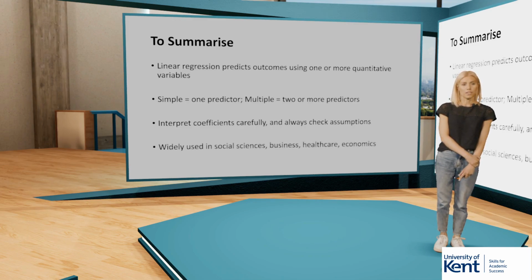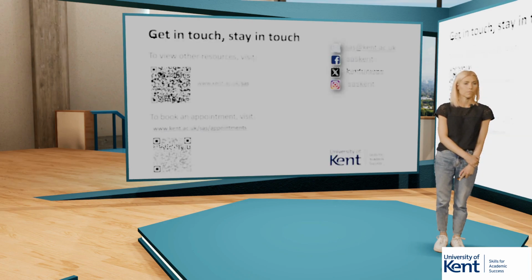Linear regression is widely used across disciplines, from social sciences to economics. It helps us to not only understand the relationship between variables, but to use those relationships to predict outcomes.